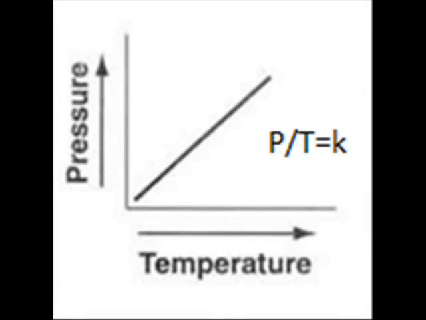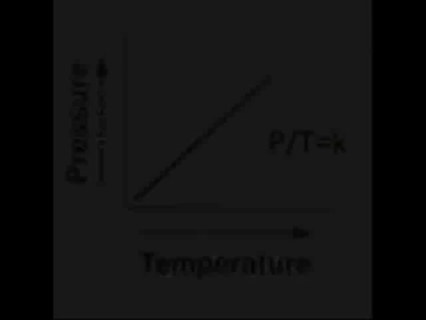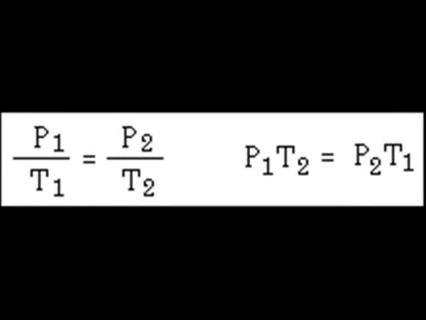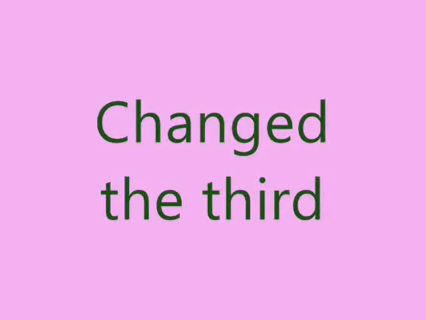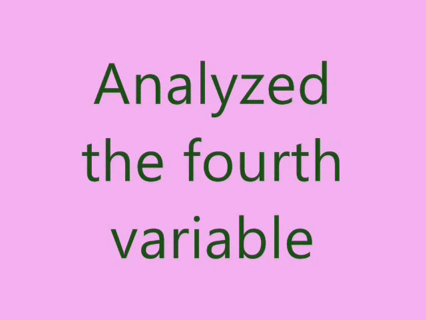The relationship between the Kelvin temperature and the pressure is a direct relationship. So, P over T equals K. The mathematical equation for Gay-Lussac's law is P1 over T1 equals P2 over T2. In our discussion of Boyle's, Charles's, and Gay-Lussac's laws, we held two of the four variables constant, changed the third, and looked at its effect on the fourth variable.